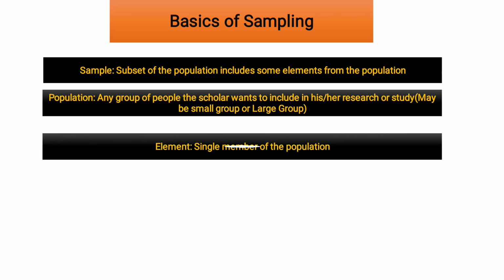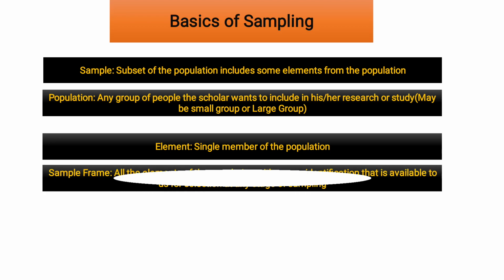The next terminology is element. What does it mean by element? An element is a single member of the population. Take the second example I have given. If someone is interested in doing research on job satisfaction among mid-level IT employees, then here element means every single mid-level IT employee, right? So that is called an element, and elements comprise the population.